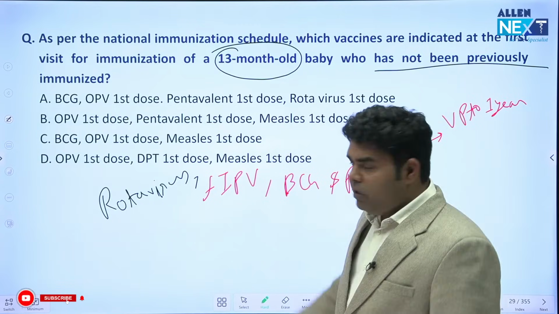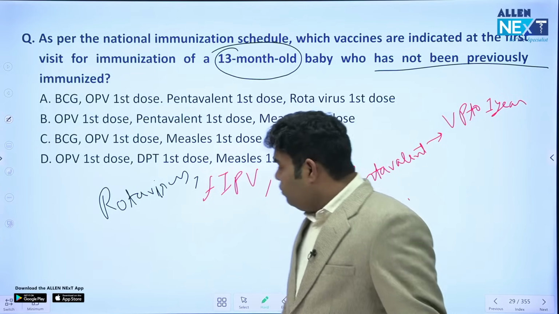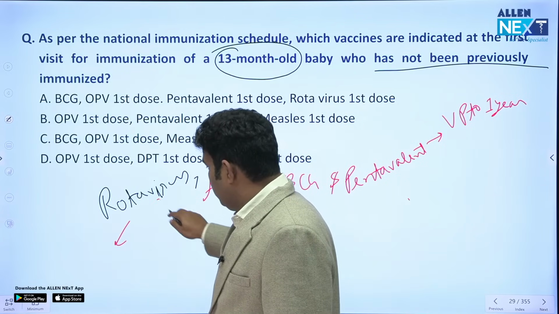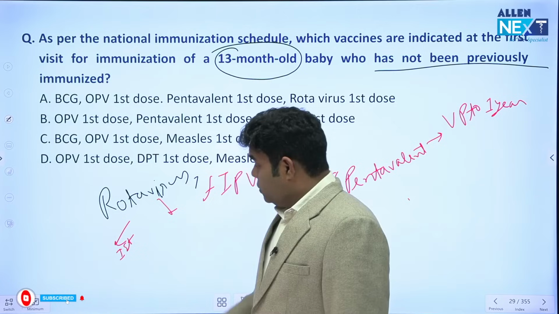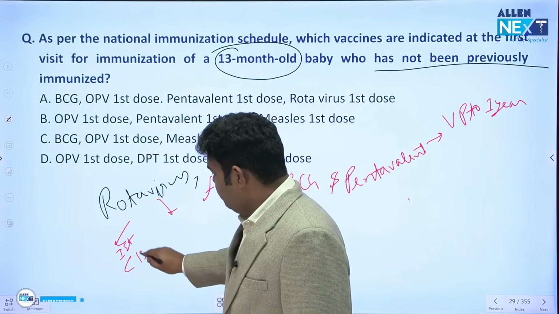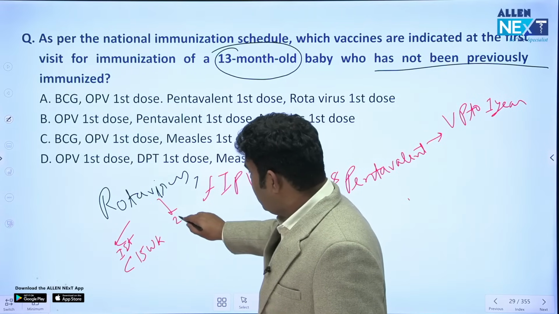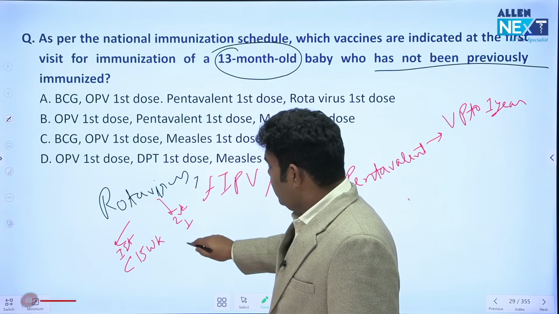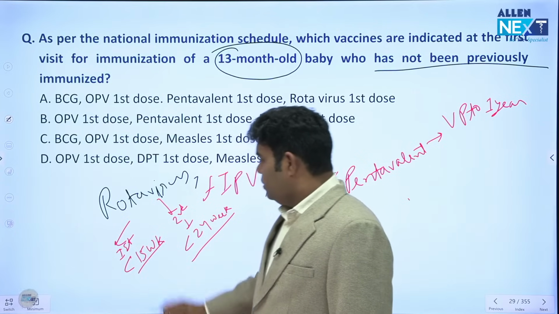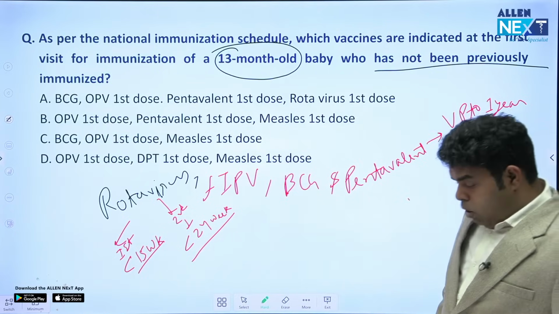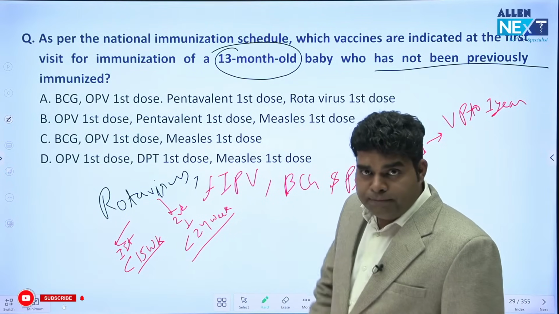So after 1 year, we will not give any of these 4 vaccines, and the answer will be clear. But in case of rotavirus, there is one extra thing which I want to tell. The first dose of rotavirus should be given before 15 weeks of life, and the second dose should be given before 24 weeks. Okay? So these 4 are not given after 1 year.